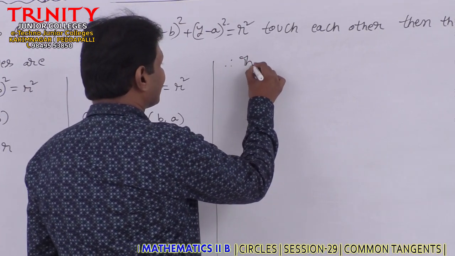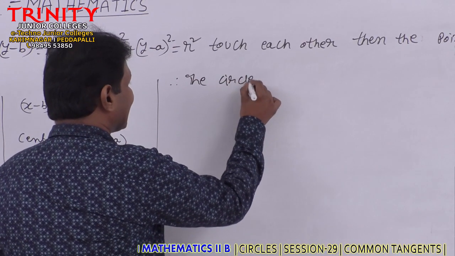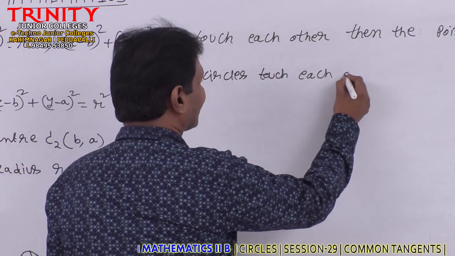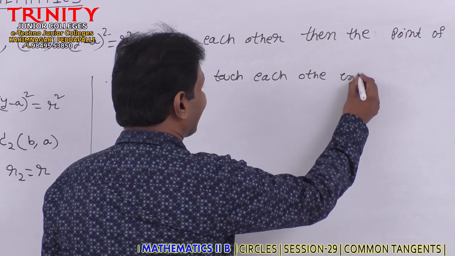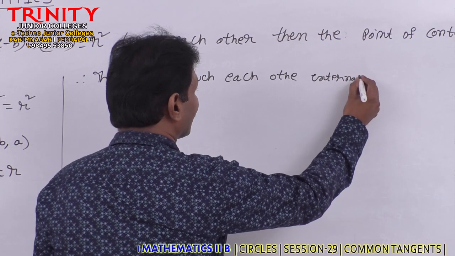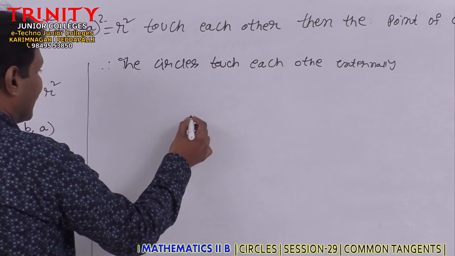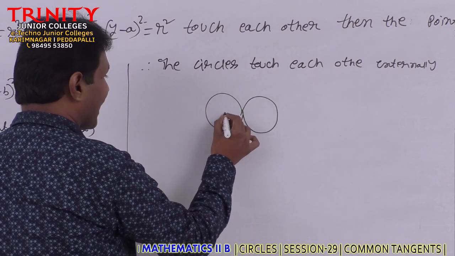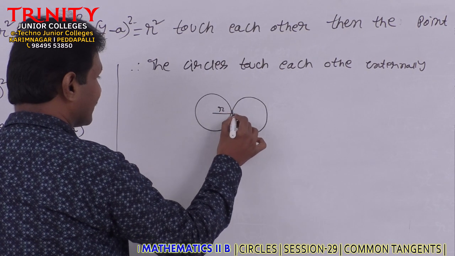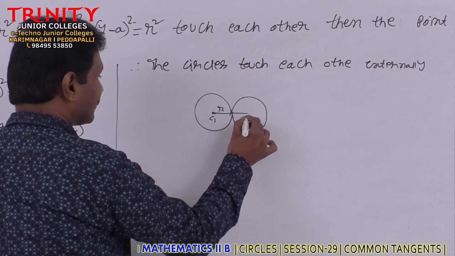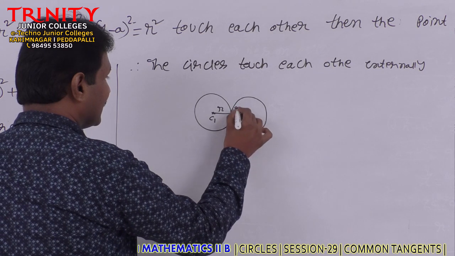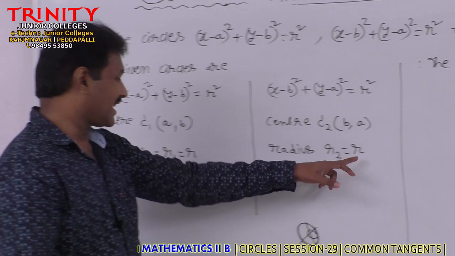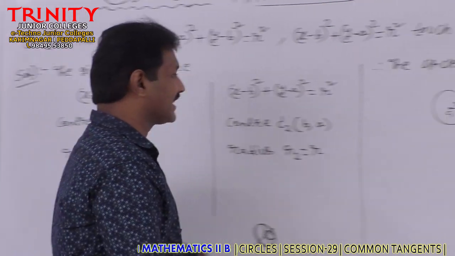The circles touch each other externally by observation, and the two circles have the same radius. The length of the radius is the same. This is C1, this is C2, this is R. The two circles touch each other externally with the same radius R and different centers.